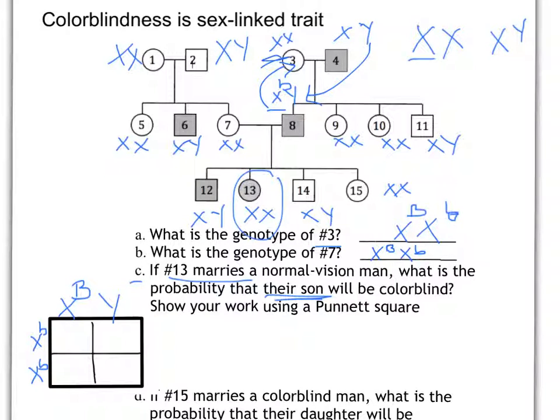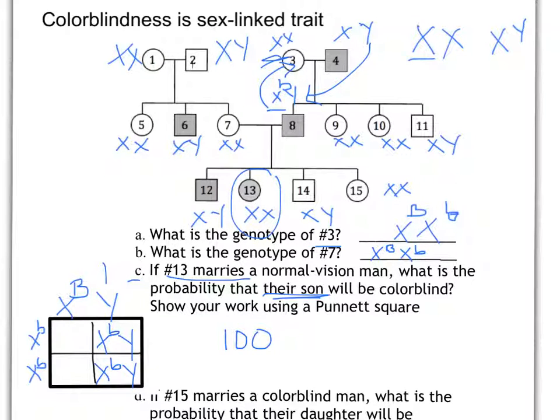Now, we're only really concerned about what their son will have. So we're only concerned about what the sons will have, and the sons are going to be X, Y. So we don't really care about the daughters for right now. So the sons get the Y from the dad and the X from the mom. Well, the mom only has the recessive allele to give, so the sons will be colorblind. So the probability, 100% probability that the sons will be colorblind.